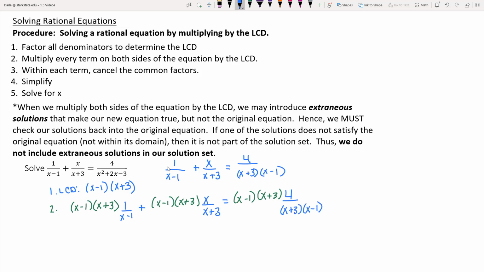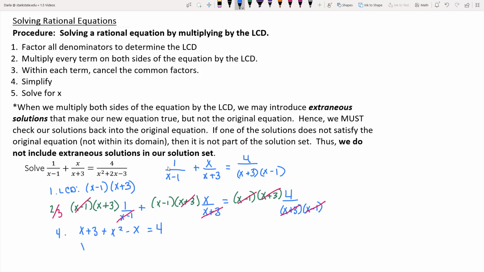And then we would move on and we would do our step 3, which is basically cancel any common factors from numerator to denominator. So numerator, denominator, numerator, denominator, numerator, denominator. Those are common. And then from there, we just need to move on and do our step 4, which is simplifying. So 1 times x plus 3 is just x plus 3. X times x minus 1 is x squared minus x, and then we're left with 4 on that right hand side.